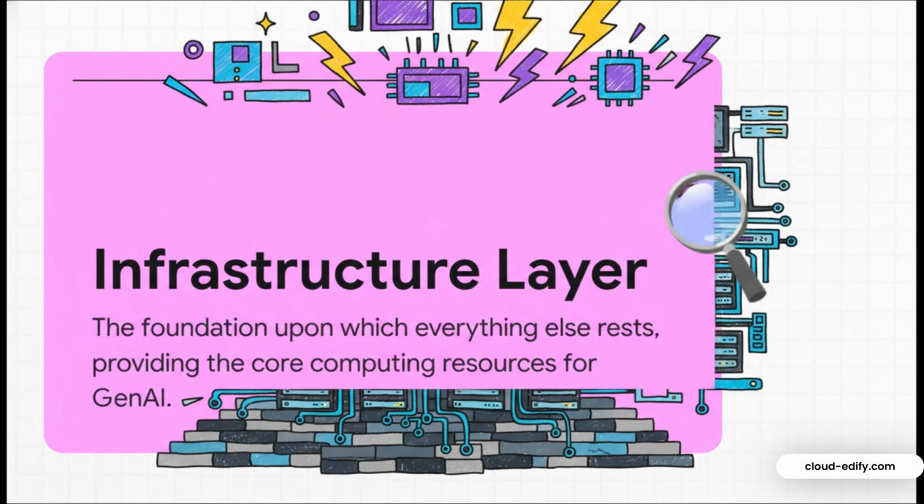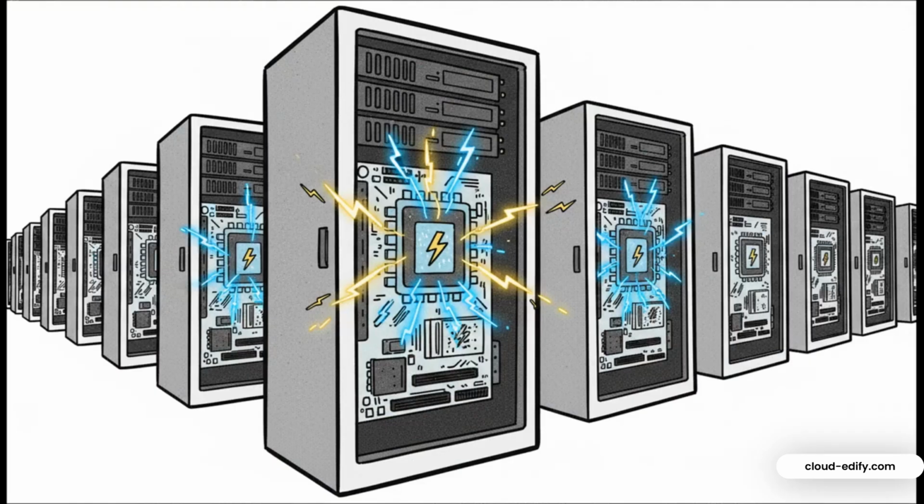The infrastructure layer is the bedrock. It's the physical foundation that provides the insane amount of computing power that generative AI needs to function. Seriously, without this, nothing else is even possible. And this is what it actually consists of. We're talking about huge data centers packed with servers, and those servers are powered by these specialized chips like GPUs and TPUs, which are designed specifically for AI calculations. And of course, you need all the software to store and run these gigantic models.